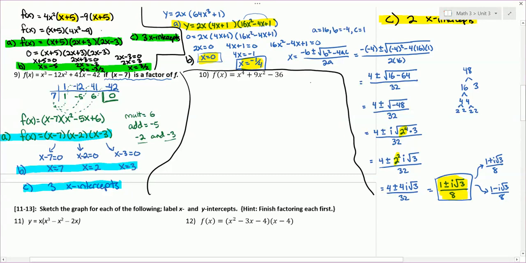So I'm looking for 2 numbers that multiply to negative 36 and add to 9.